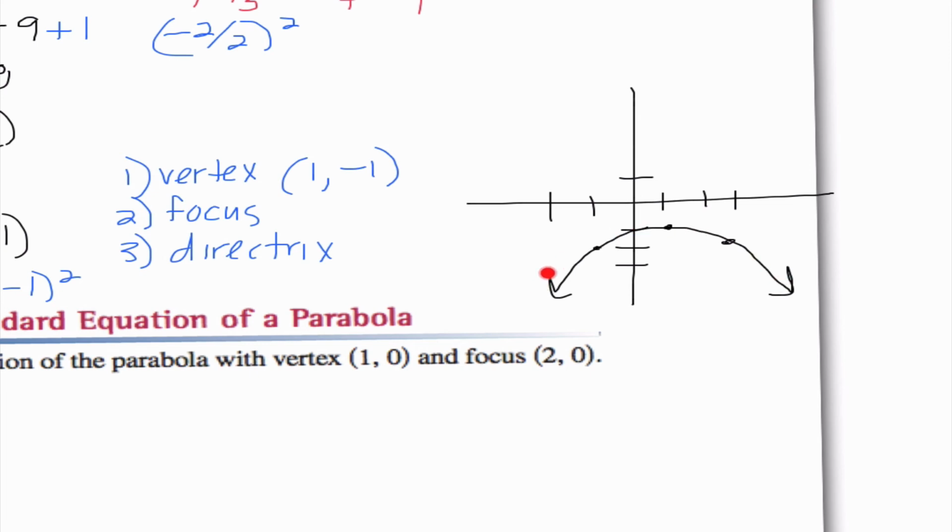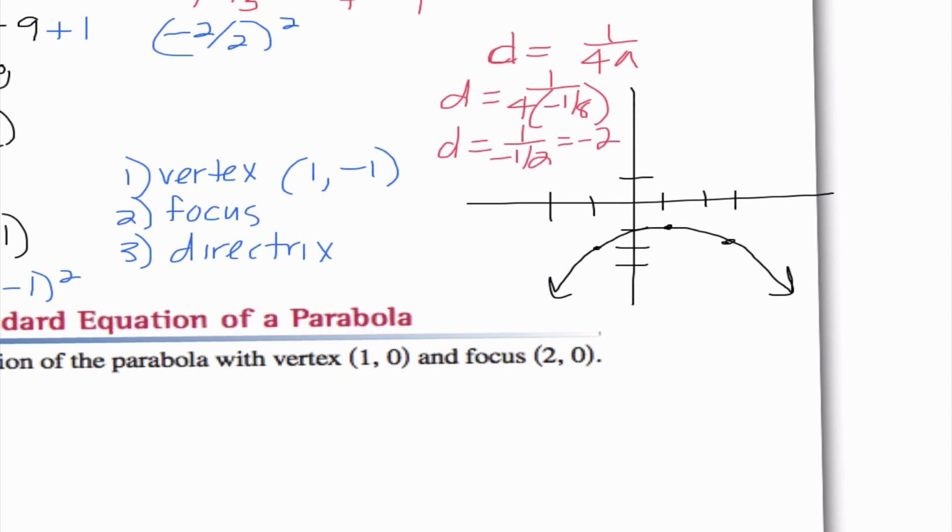Now this time, since my parabola is going down, it's opening down, I know my focus needs to move down from our vertex because it needs to be inside. Our directrix, on the other hand, is going to move up from our vertex because it needs to be a line that is outside the parabola. So I'm going to go ahead and do d equals 1 over 4a. Okay, this time our a value was negative 1/8. So I get d equals 1 over negative 1/2, which would be negative 2.